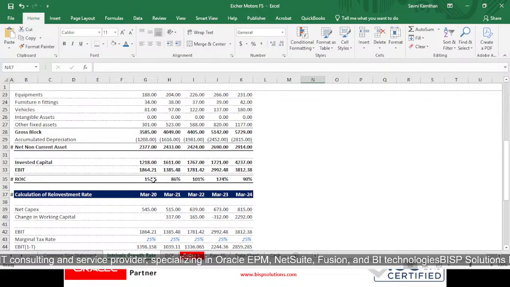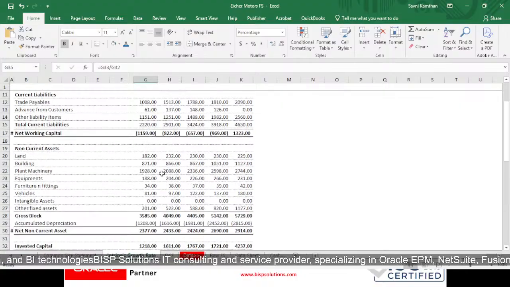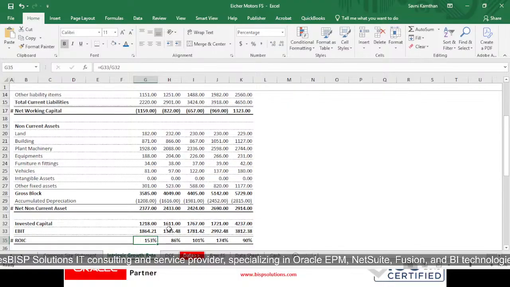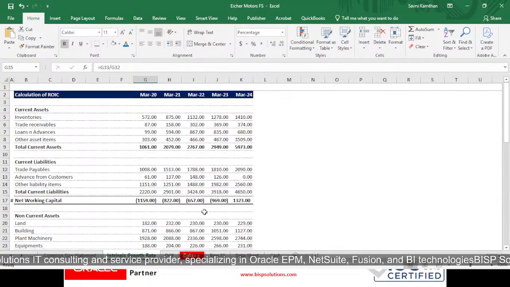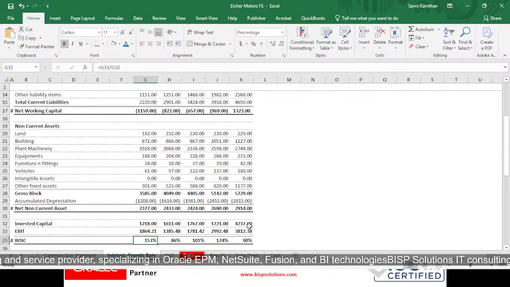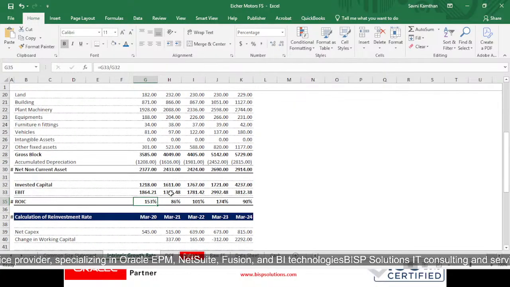ROIC is return on invested capital, whatever capital we have invested in our business and what returns we are getting on our capital. ROIC is our return on invested capital, right? So in March 2020 we are getting 153%, then in March 21 we are getting 86%, and in March 22 we are getting 101%, and like that it is fluctuating, right?